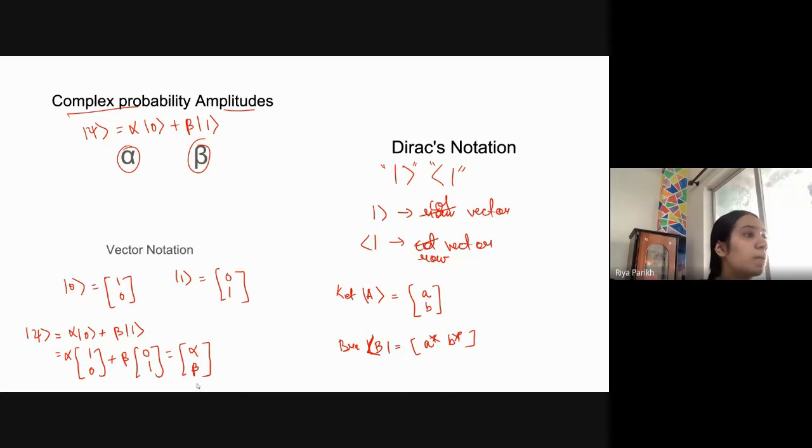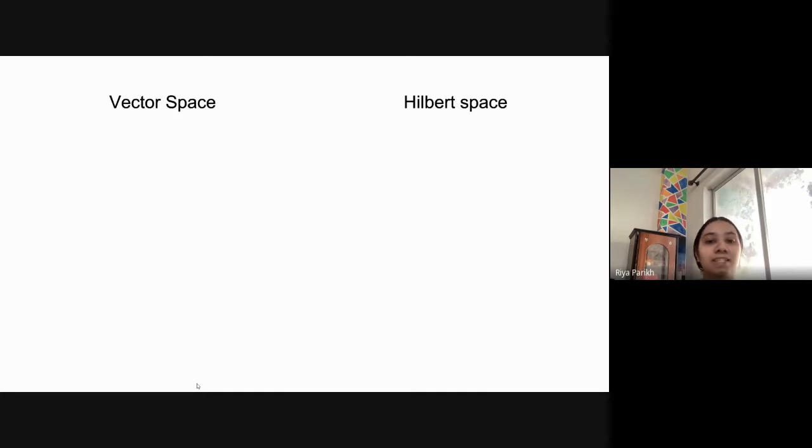Okay. But the actual qubit lies in Hilbert space. Although we try to represent it in a vector space, the qubit actually lies in a Hilbert space because it is a quantum object. Now, what is Hilbert space? We don't know that, so we'll understand it through vector space. Vector space, as we know, is a three-dimensional space wherein we have three axes: x, y, and z.